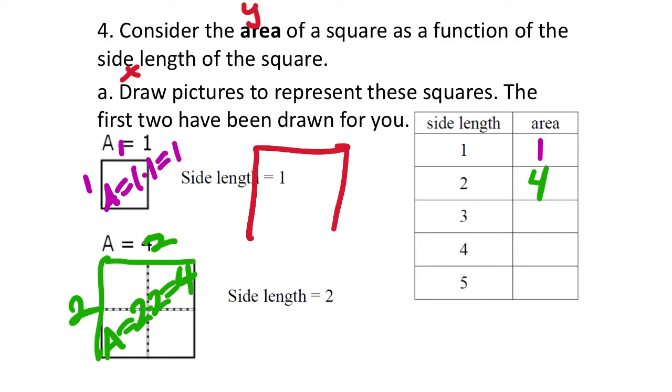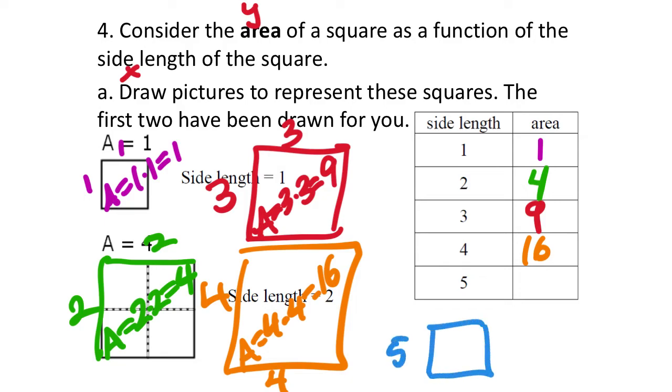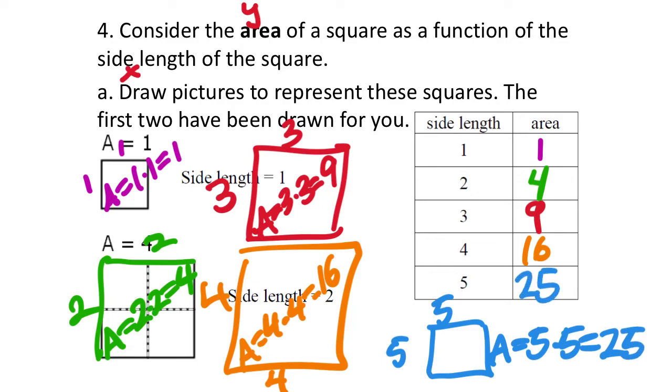So the next one doesn't have to be drawn to scale, but this is a 3 by 3 square. So the area would be 3 times 3, which is 9. So that's a 3, 9 area. Side length 3, area 9. And then, of course, the next one would be a 4 by 4. So the area would be 4 times 4, which is 16. And then finally, a 5 by 5 square. So the area on this one would be 5 times 5, which is 25. So that helps us to fill in the table.